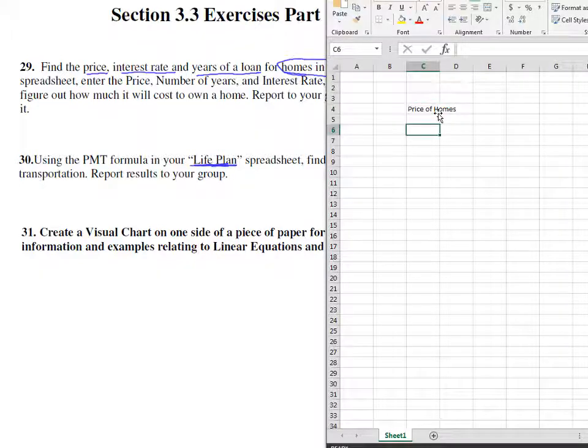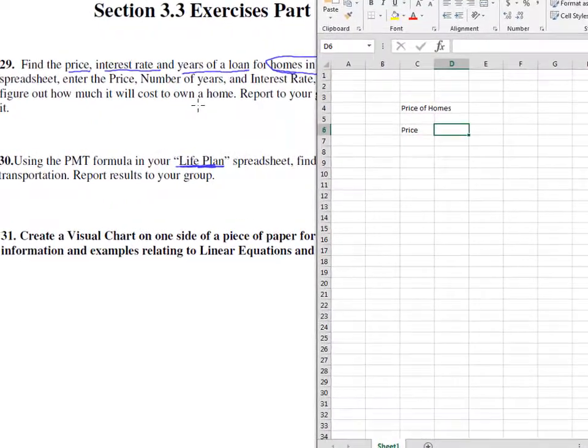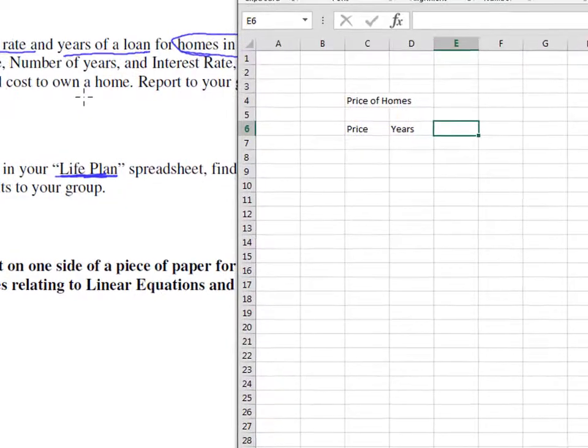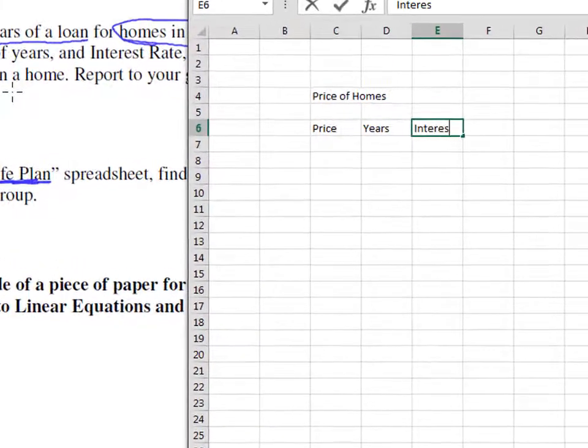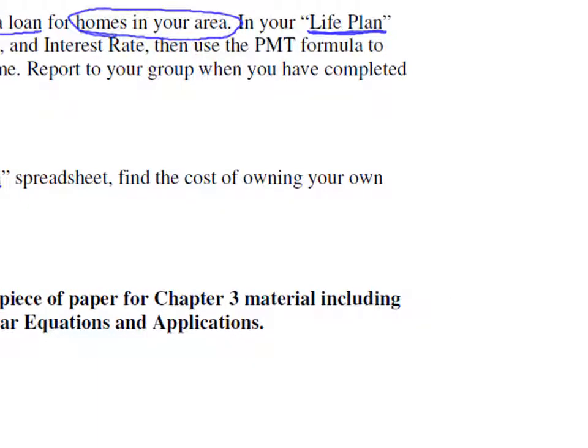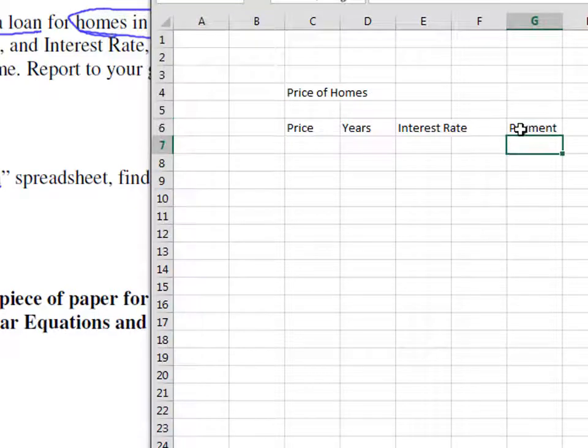Okay, so let's put down what it says to do. It says to open the spreadsheet, enter the price, then the number of years. That's why years, we'll put that in there. The interest rate, and then use the payment formula, payment over here. So let's do that.